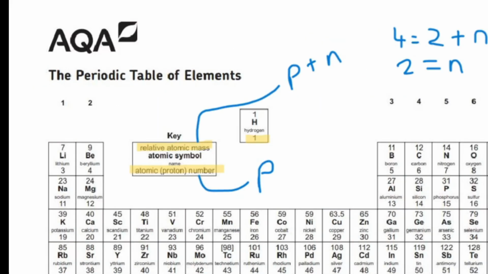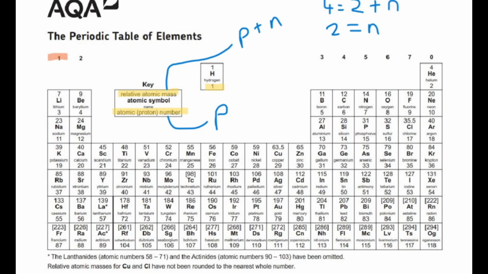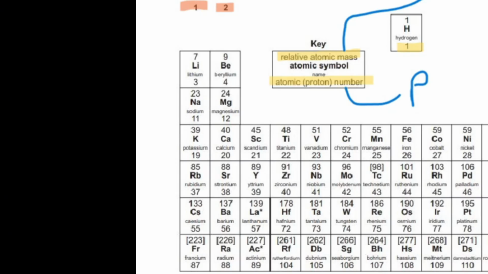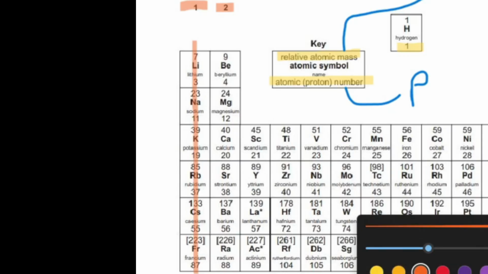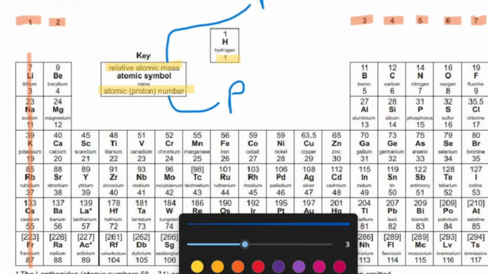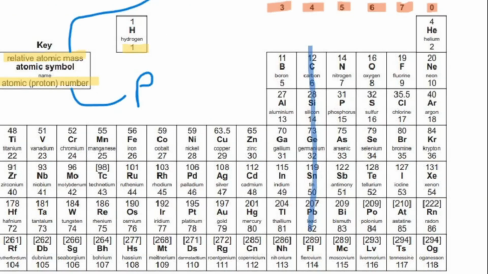The next useful thing to know about the periodic table is what the numbers along the top mean. These numbers along the top tell you the group number that the element is in. So for example, the first group here, group 1, that's the alkali metals. Every single element in this group has 1 electron in the outer shell. That is actually why they are really reactive. Whereas if you go across and say we go to group 4, what we know about group 4 is that every single element in this group has 4 electrons in the outer shell.